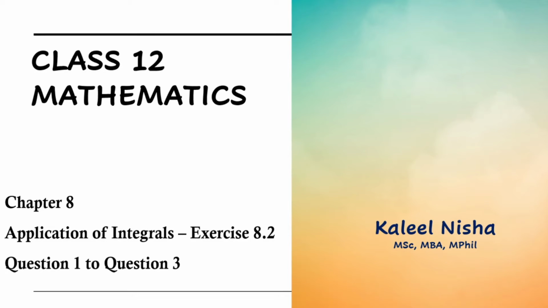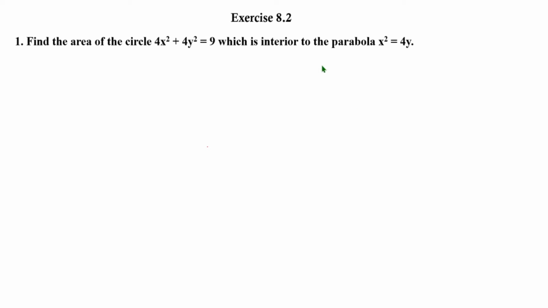In this video, I'll be discussing the questions from 1 to 3 of exercise 8.2, chapter 8, application of integrals. The first question of exercise 8.2 is, find the area of the circle 4x square plus 4y square equal to 9, which is interior to the parabola x square is equal to 4y. So we have to find the area of the circle which is interior to this parabola.